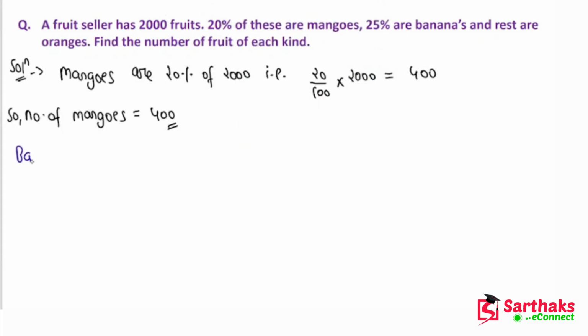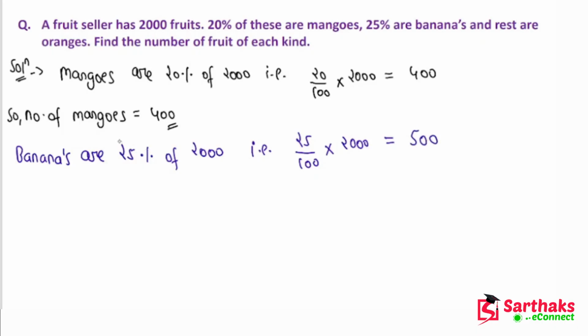Let us talk about the number of bananas. Bananas are 25% of 2000, right? We can write 25, now remove the percentage sign and divide by 100. Of means into, so this would be 25 by 100 into 2000. We'll cancel 2 zeros and we will get 500, right? So the number of bananas is equal to 500. So we have 500 bananas and 400 mangoes.